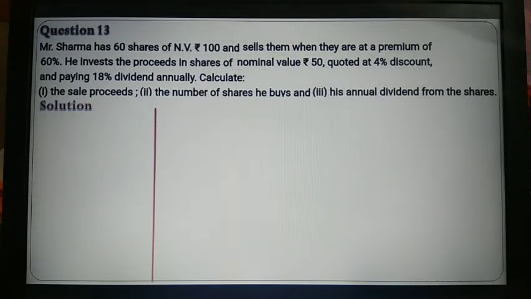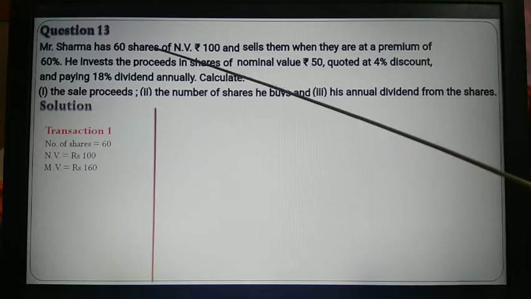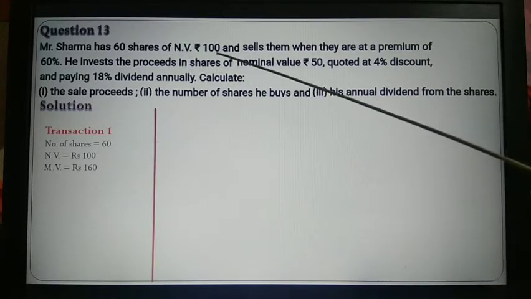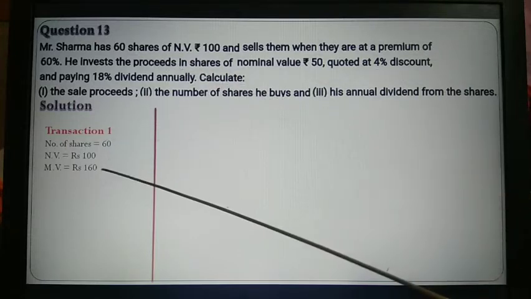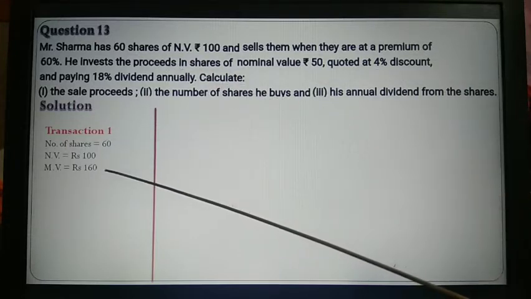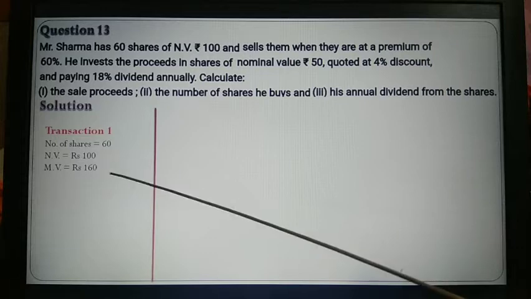So basically what is happening here, Mr. Sharma is undergoing two transactions. In the first transaction, number of shares is given to be 60, nominal value is 100, and he sells them at a premium of 60%. That means my market value is going to be rupees 160. So this is my first transaction.